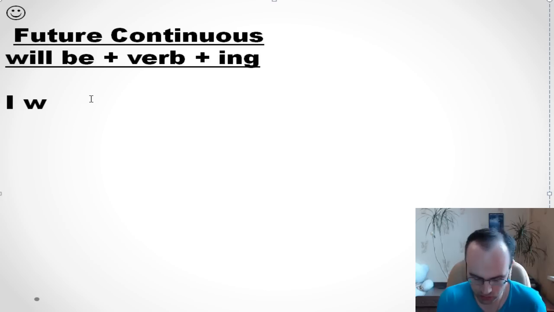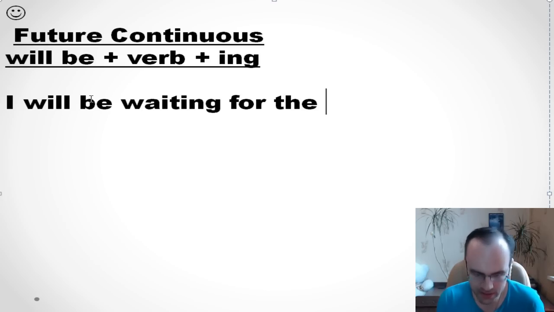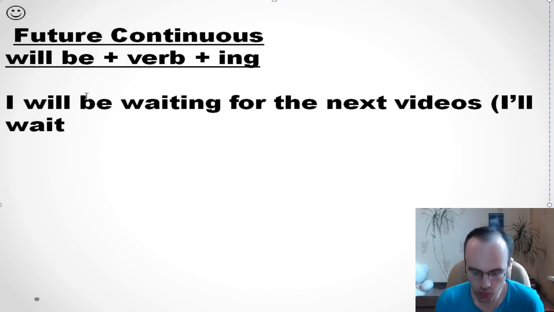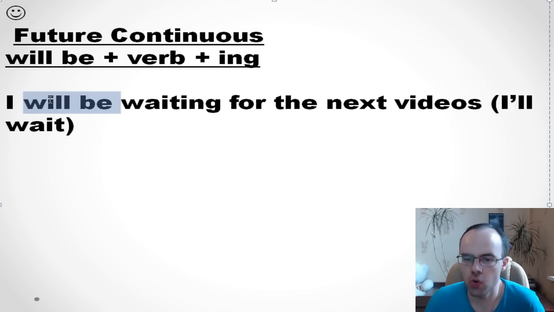So I will be waiting for the next videos, okay? Or you can use a short form, so you can say I'll wait for the next videos. So you see, we use future continuous for long actions in the future.